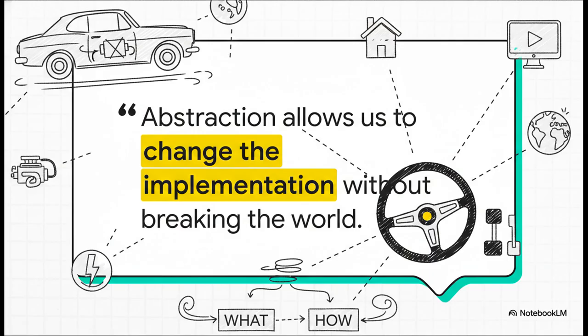Because you separated the what from the how, you can now do amazing things. You can completely rip out a car's old gasoline engine and replace it with a brand new electric one. But as long as the steering wheel and the pedals, the public interface, stay the same, the driver doesn't have to relearn a thing. The whole system still works, and the rest of the world doesn't break. That, right there, is the power of abstraction.